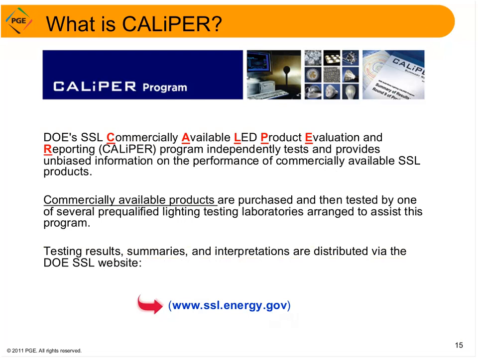Caliper is a DOE program, and this is like the Consumer Reports of solid-state lighting, and it provides unbiased performance information. LED products are obtained anonymously, and they're thoroughly tested. And then they produce periodic reports that are posted online for everybody to see and evaluate. They usually come out with a summary report that gives you an overview, and then later a detailed report that provides much more product-specific information. And again, ssl.energy.gov is a website where you get that information.